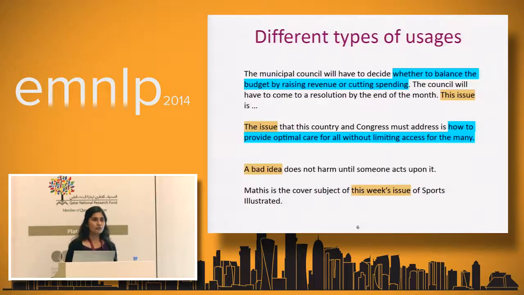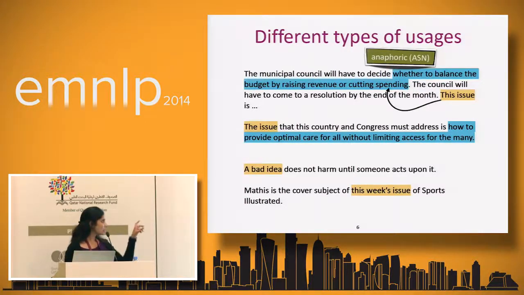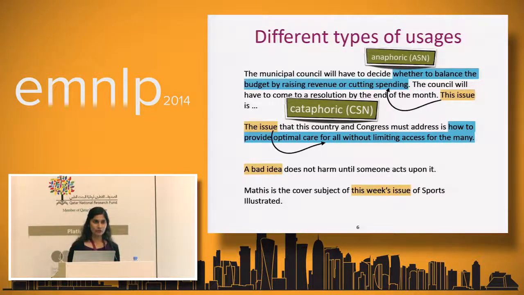Okay, so now if we want to resolve shell nouns, we need to consider different constructions of shell nouns. Shell nouns can occur anaphorically, where the shell content precedes the shell noun phrase, or they can occur cataphorically, where the shell content follows the shell noun phrase. We refer to anaphoric constructions of shell nouns as ASNs and cataphoric constructions as CSNs. And these are the most frequently occurring constructions in text.